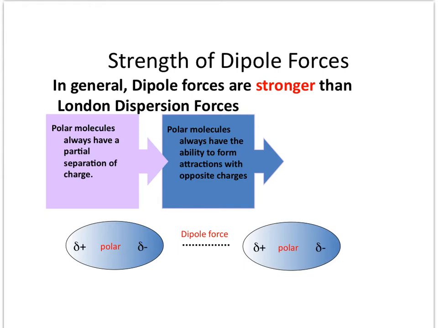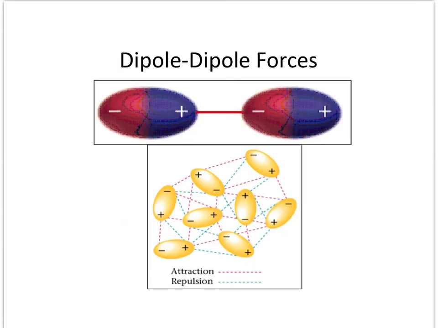Notice in the diagram below that the partially negative end of one molecule is attracted to the partially positive end of another molecule, creating that dipole-dipole force. It is an intermolecular force pulling the molecules closer together and holding them in either a liquid or solid state. In the last couple of diagrams, we've only looked at two molecules and the forces between those two molecules, so I wanted you to get a better idea of what the forces of attraction and repulsion would look like if there were more than two molecules.